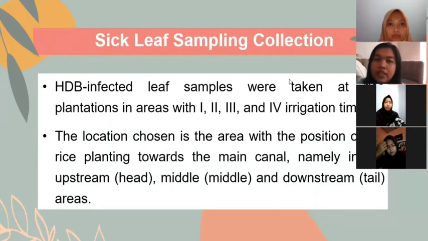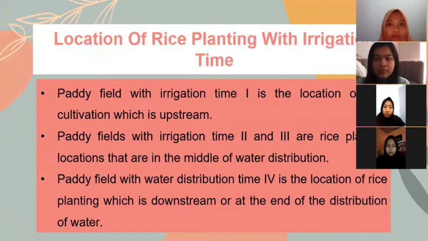Sick leaf sampling collection. HDB infected leaf samples were taken at rice plantations in areas with 1, 2, 3, and 5 irrigation times. The locations chosen are areas with the position of the rice planting relative to the main canal, namely in the upstream, middle, and downstream areas. Next.